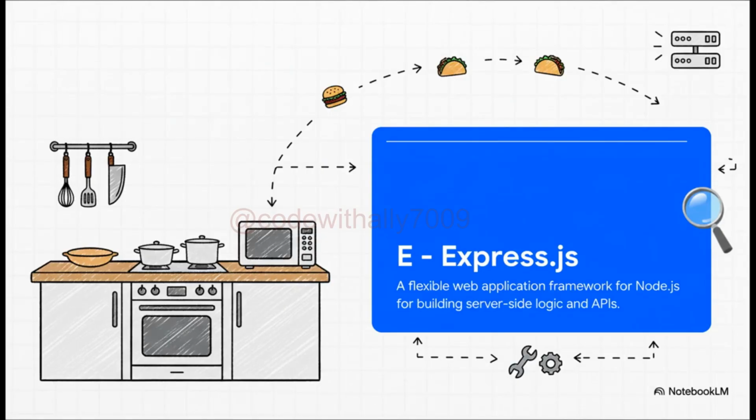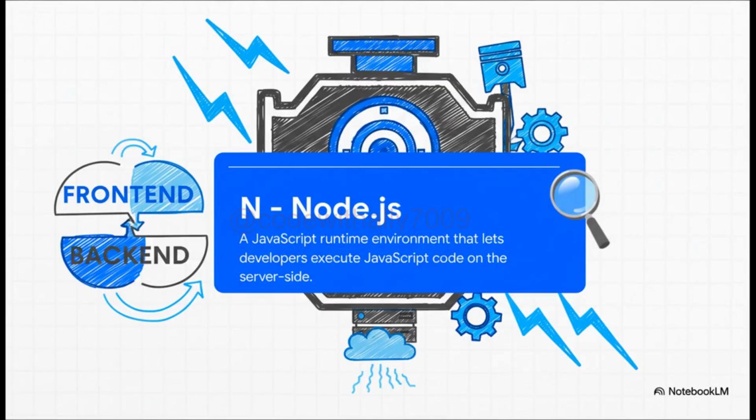All right, next we've got E for Express.js. So if MongoDB is our filing cabinet, Express is kind of like the set of rules or the blueprint for the back end. It's not the engine itself, but it gives you a clean, organized way to handle all the requests coming in from users. It's the framework that helps you build your APIs and server-side logic without having to reinvent the wheel every single time. Super helpful.